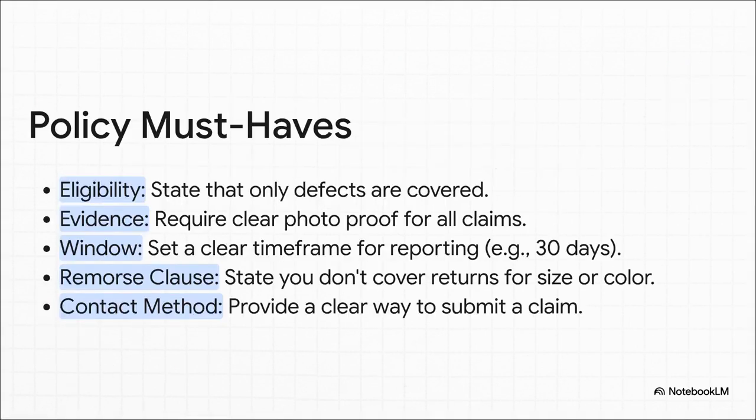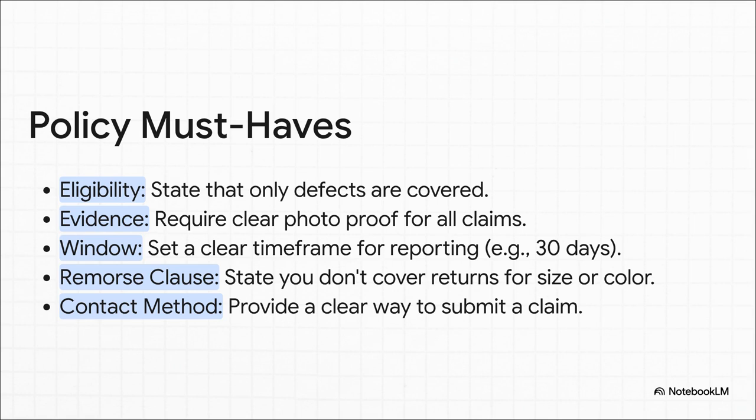So what does a great protective policy actually look like? Well, it needs these 5 things. First, eligibility. Say right up front that you only cover reprints for production defects. Second, evidence. Just like your provider, you need to require clear photos for any claim. Third, a time window. Match their 30-day clock.